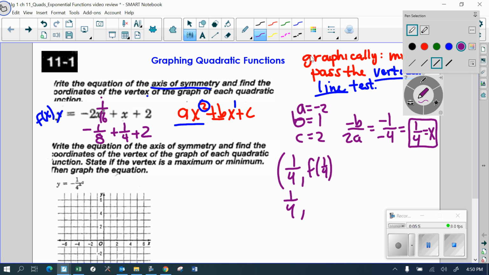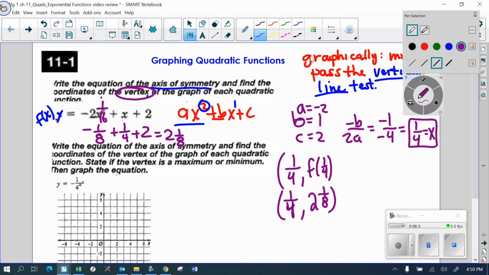1/4 is the same thing as 2/8. 2/8 minus 1/8 is 1/8, plus 2 is 2 and 1/8. That's my y coordinate. So you can say 2 and 1/8 or 17/8. If I'm looking to graph it, obviously 2 and 1/8 is going to be more valuable to me. So (1/4, 2 and 1/8) is the vertex. That's the coordinates of the vertex.